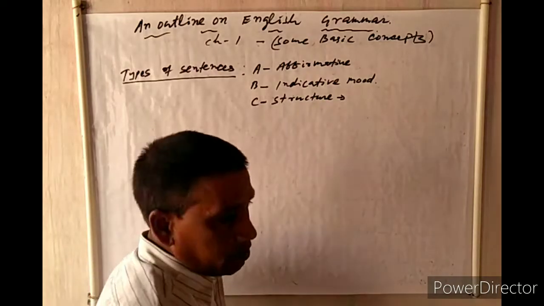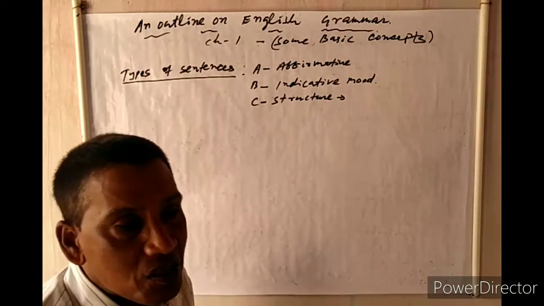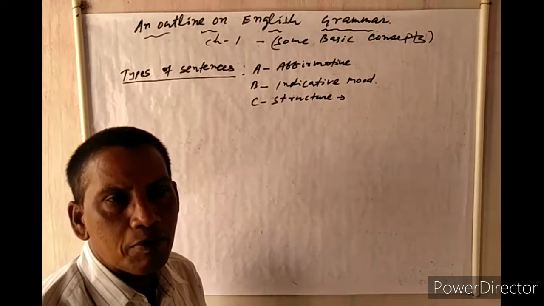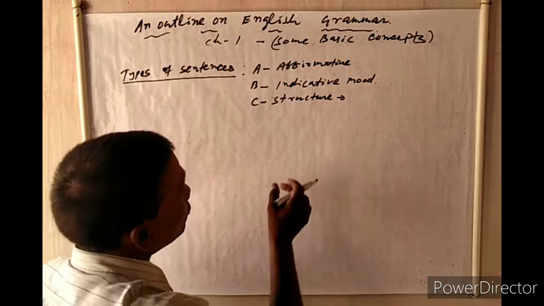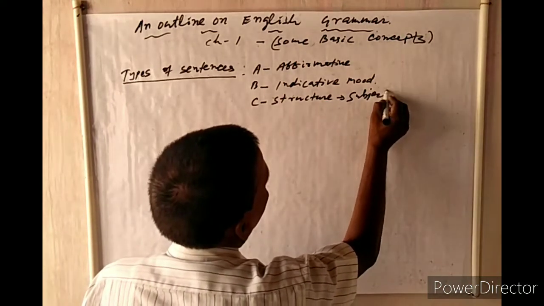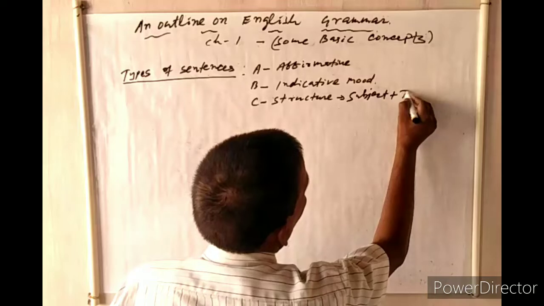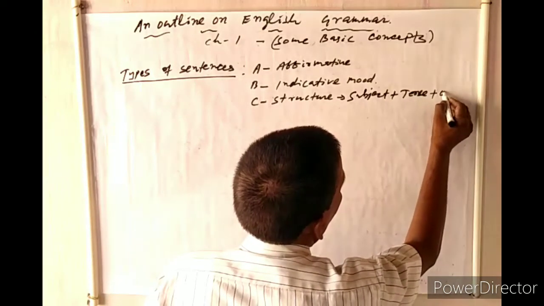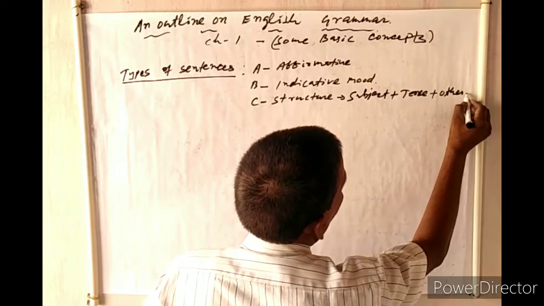The first structure is generally called the simple structure. So the simple structure of any type of sentence is made on the basis of tense. The first structure is subject plus tense plus other words.